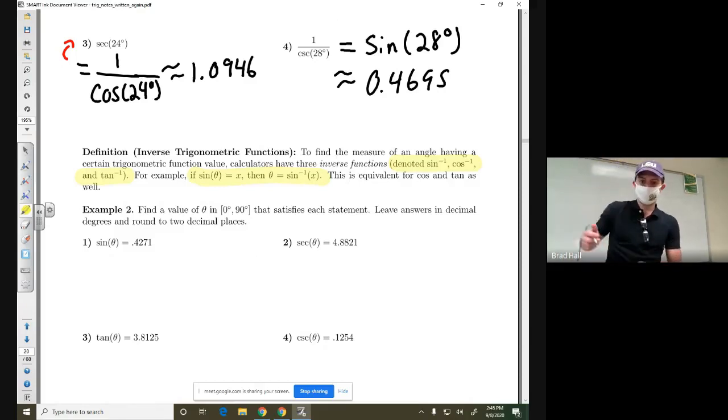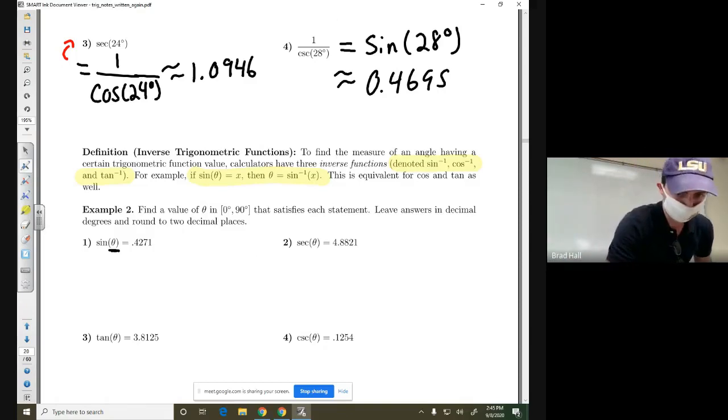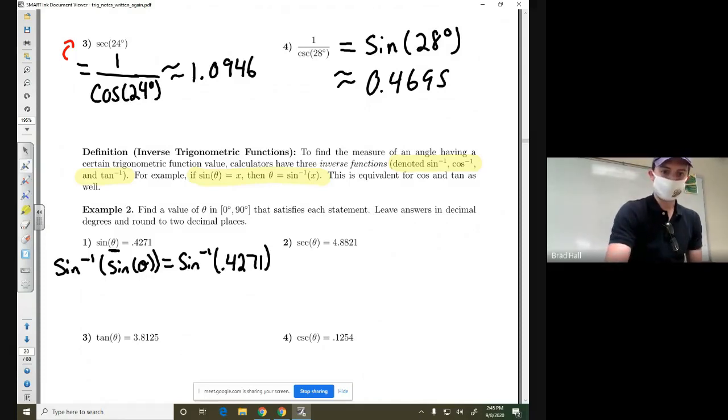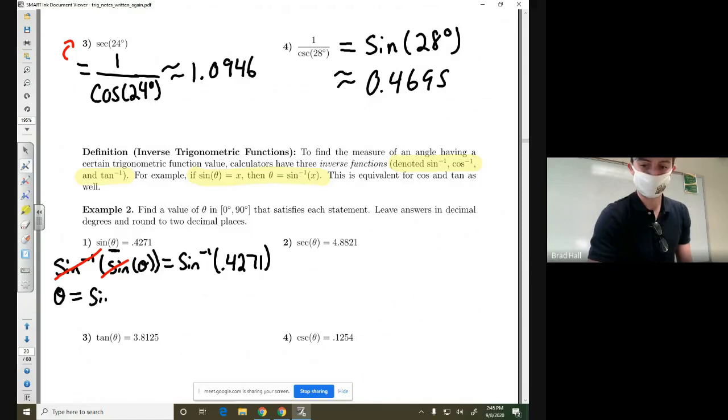And so for problem 1 here, we don't know what the angle is, but we know what the value is. And so really the algebra behind this is we're applying sine inverse to both sides. You don't have to write this down. I'm just explaining where this is coming from. On the left side, sine inverse and sine cancel. So that's why you would get theta is equal to sine inverse of 0.4271.